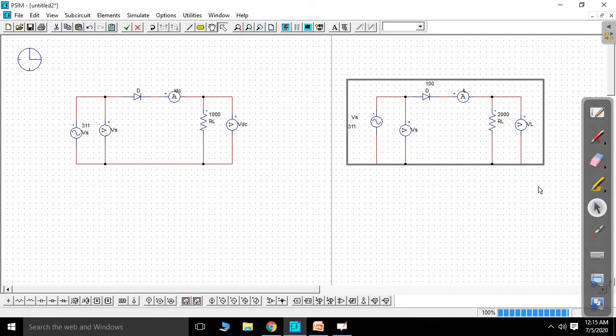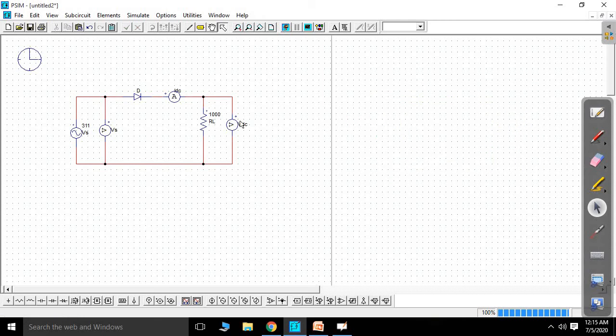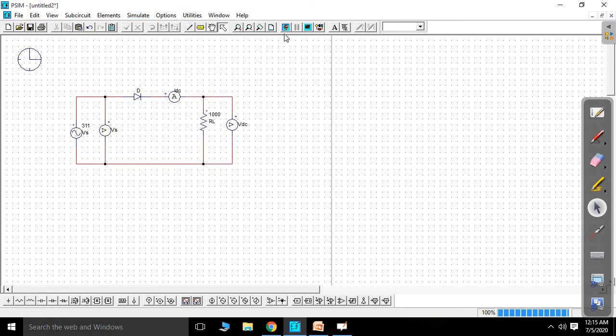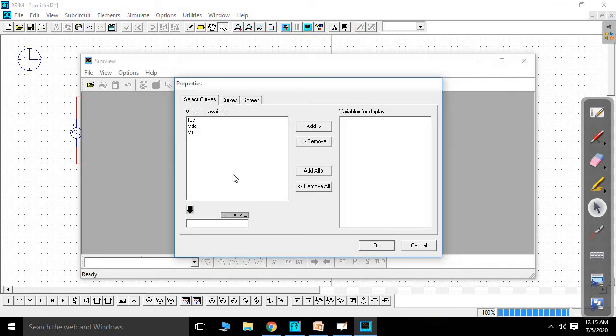Let us remove this so that there will not be any confusion. Now after preparing this circuit in the PCM, you have to simulate it. Either you simulate from the simulate menu, run simulation, press F8, or there is a shortcut here. Run simulation. Now here I will get three parameters, VDC, IDC and Vs.